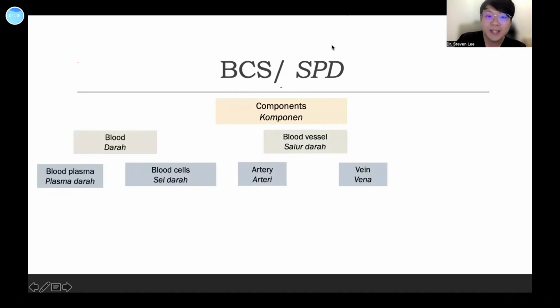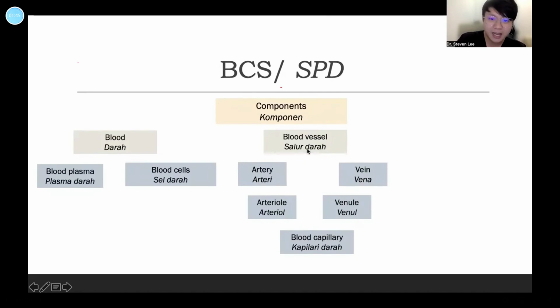But of course, you need to know that in between them, we have the blood capillaries, and in between the blood capillaries and the artery, you have the arteriole, and in between the blood capillary and the vein, you will have the venule. So these are the components of the blood vessels that students need to know. The last component is basically the heart. So the blood circulatory system is just about these 3 components. So it's relatively straightforward, okay? So we look at the first component, which is the blood first.